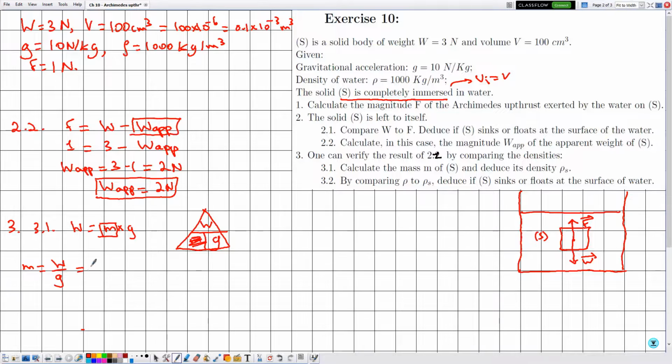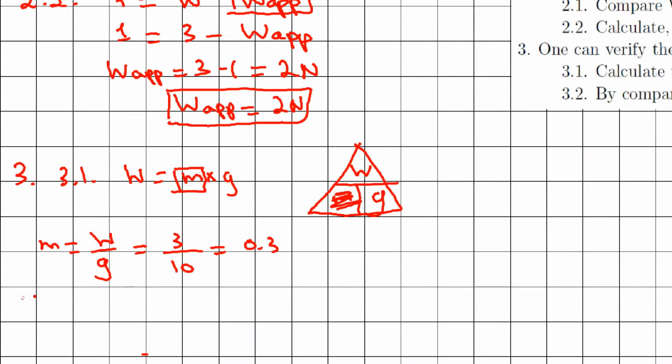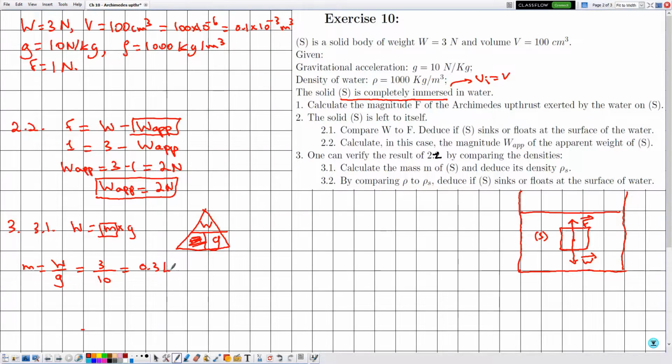The value of the real weight is given by 3, the value of G is given by 10. Plugging this fraction on the calculator, the mass is given by 0.3. Everything is in the SI, so the value of m will be in the SI, which is kilograms. So the value of the mass is given by 0.3 kilograms.